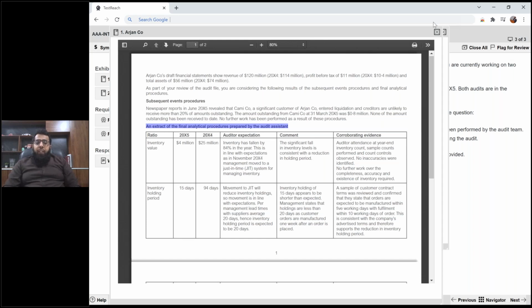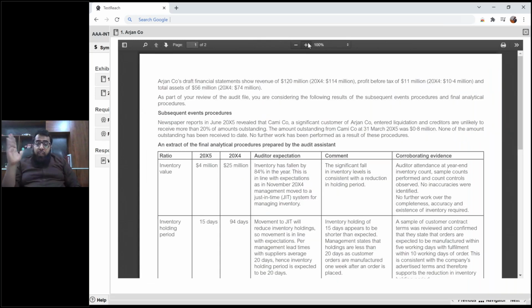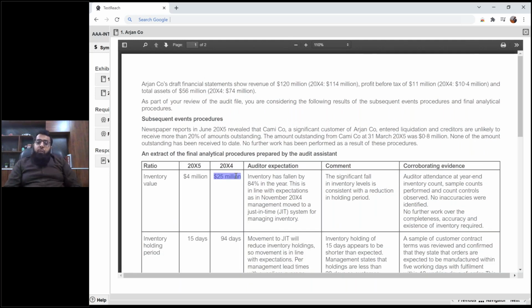Now, inventory value in 2005 was $4 million. In 2004, it was $25 million. The inventory value has reduced by a very large ratio. From $25 million, it has reduced to $4 million. Inventory has fallen by 84% this year. This is in line with the expectations, as in November 2004, management moved to a just-in-time system for managing the inventory. The significant fall in inventory level is consistent with a reduction in holding period. Okay, the inventory value has fallen significantly. And what is the reason? They are giving the reason that we have moved to just-in-time.